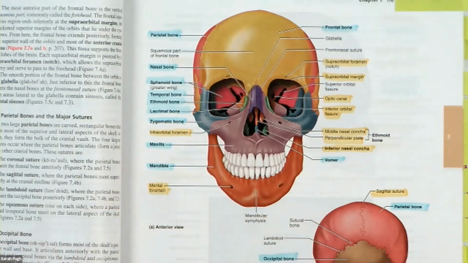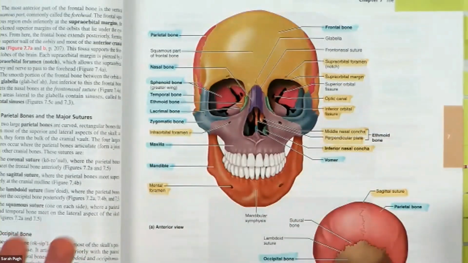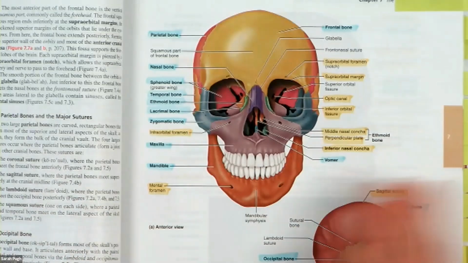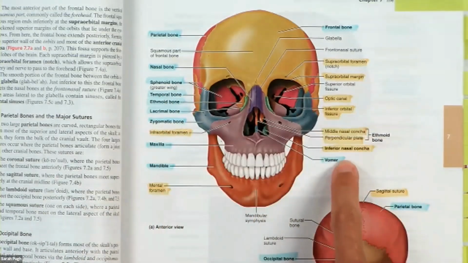I did this for a reason. If it's highlighted in blue, it's a bone. So blue for bone. If it's highlighted in yellow, it is a bone marking. A lot of times students have a hard time and ask me, how do I know the difference between a bone and a bone marking? Well, now you know. If it's highlighted in blue, it's a bone. If it's in yellow, it's a bone marking.